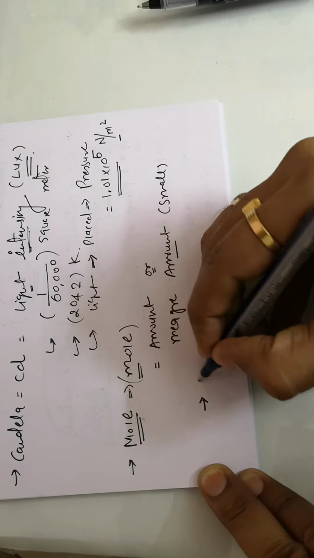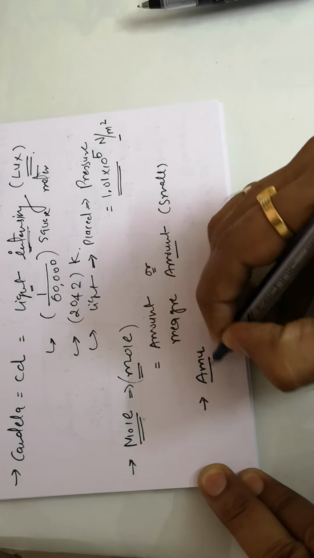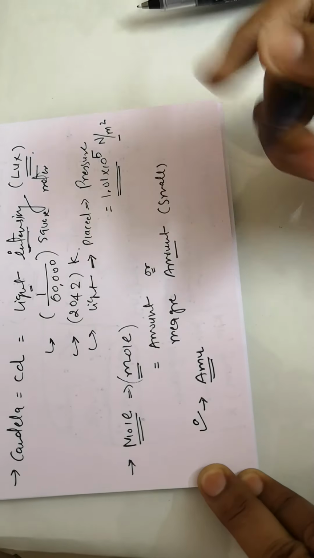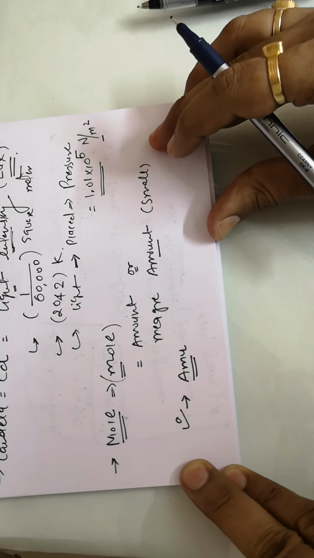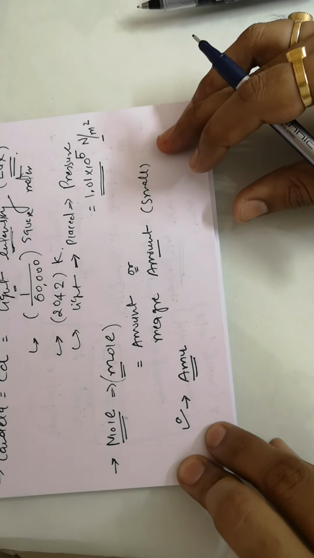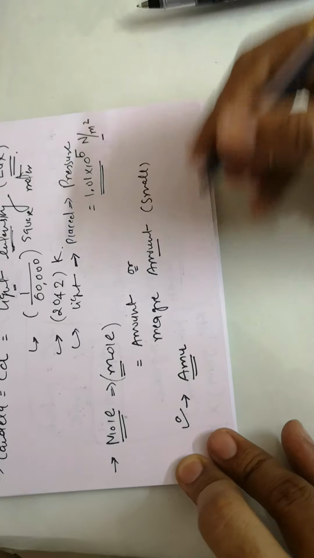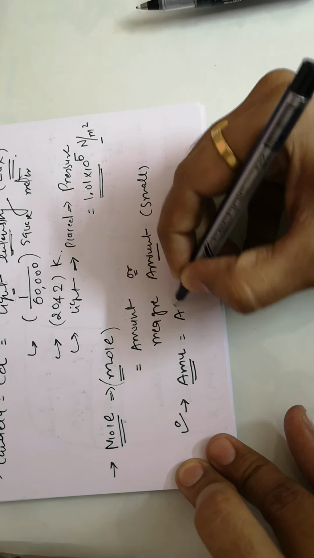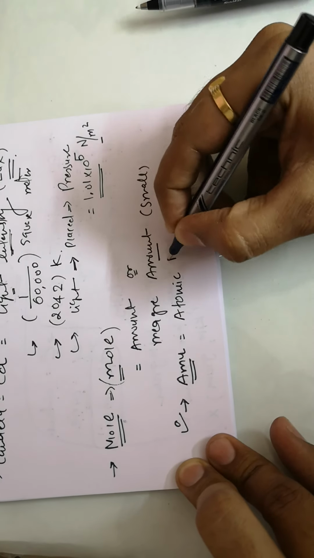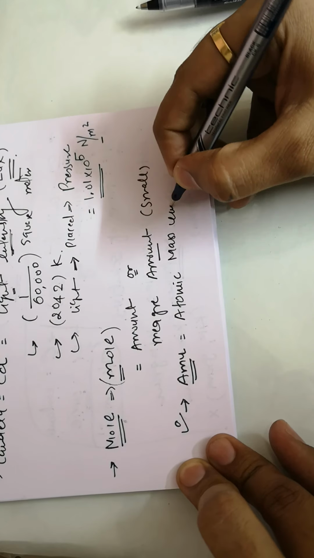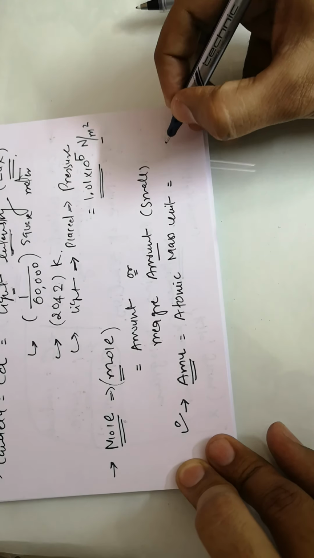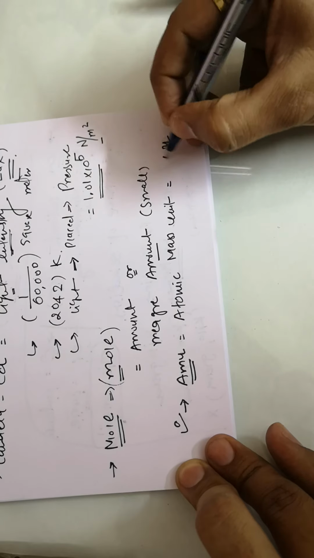Another unit related to mole which we will use in future is called AMU. You have to remember it because in some school exams, they ask what the full form of AMU is. It is called atomic mass unit. Sometimes it is represented by u or amu.